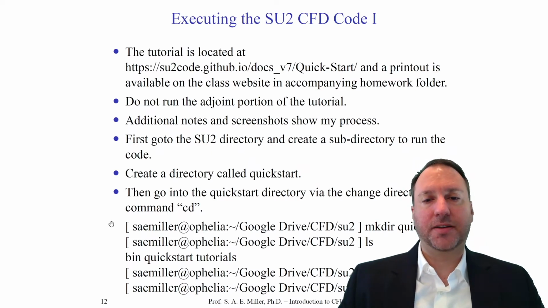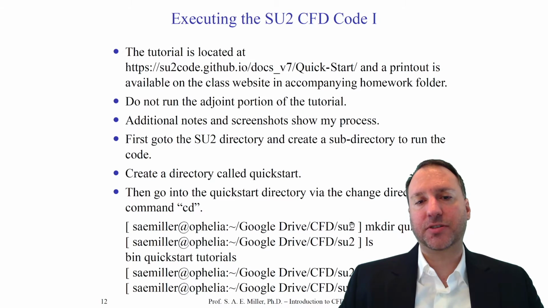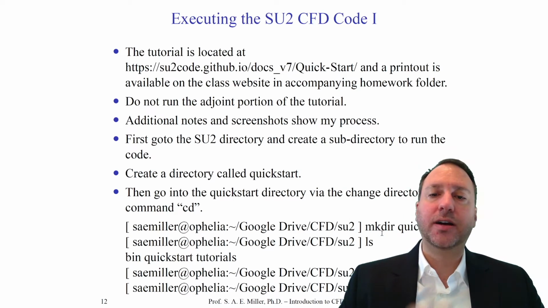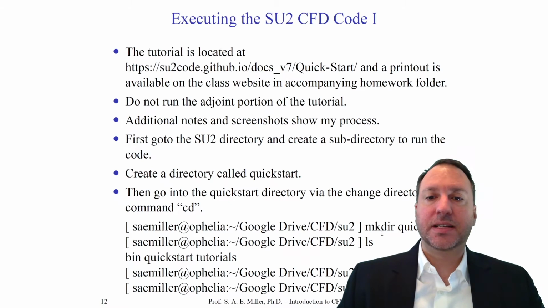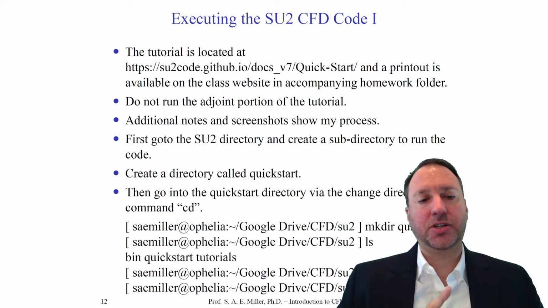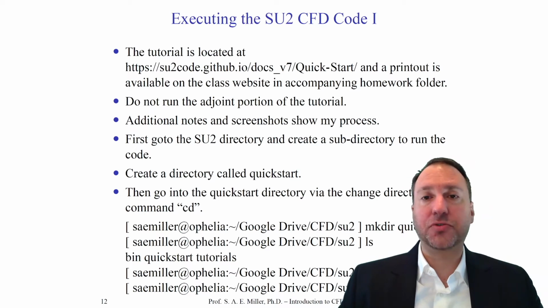Here's the first command. I am in my SU2 directory. I've CD'd, or changed my directories, into it. So you see here's my username, computer, my directories, Google Drive, CFD, SU2. In SU2, I'm going to type mkdir, that's make directory, space quick start. So now, remember, I initially in this simulation had two directories, the tutorials and bin, where the CFD executable is. Now I've made a directory called quick start.